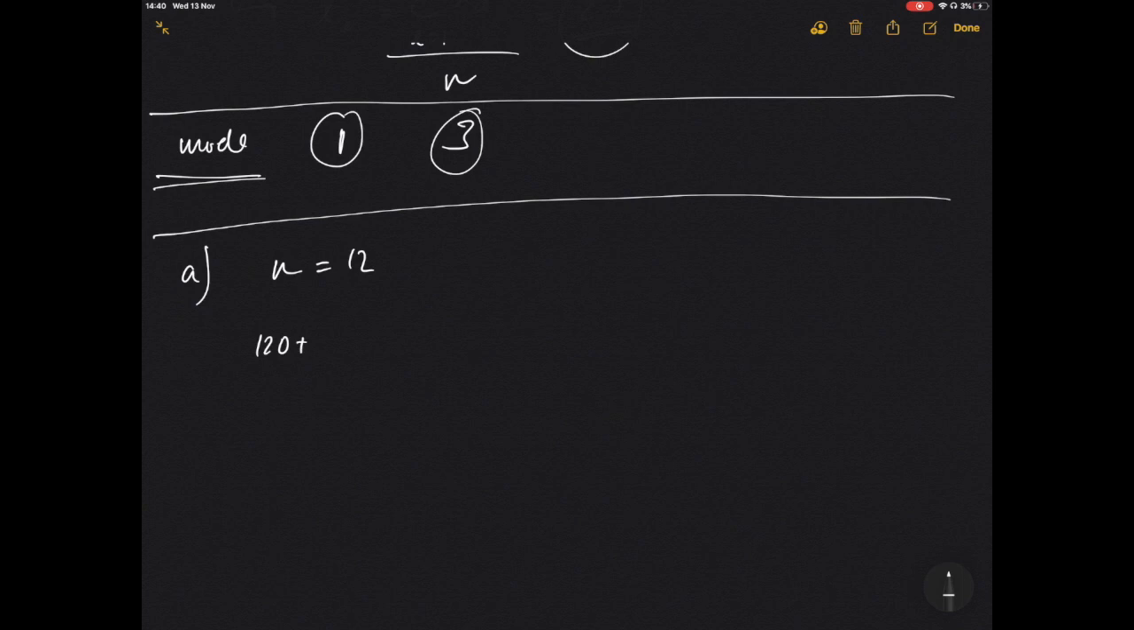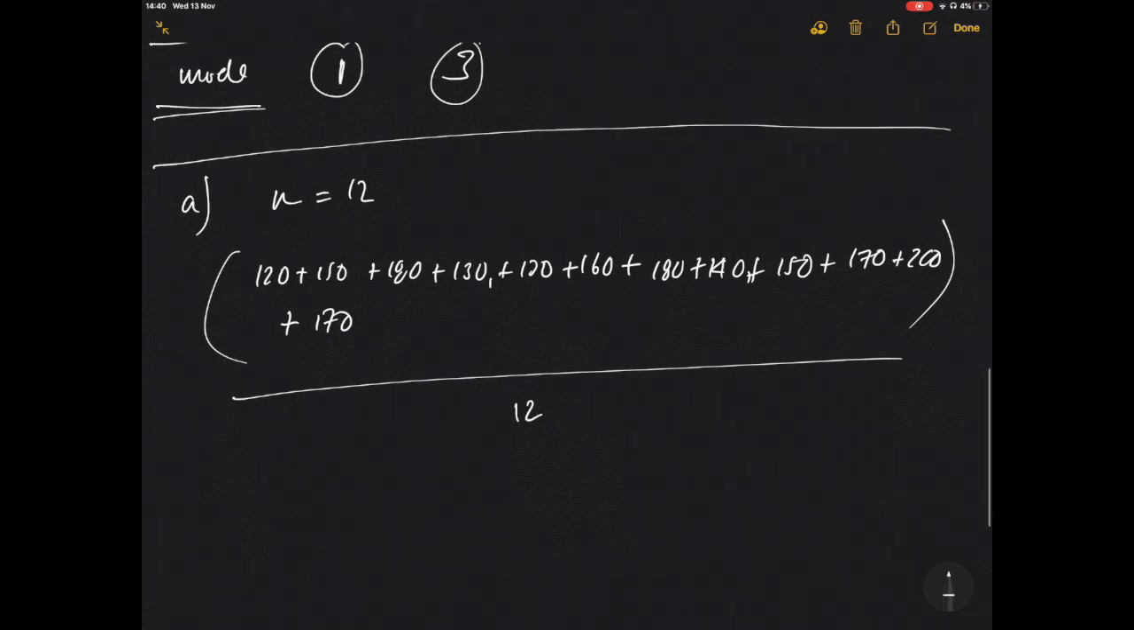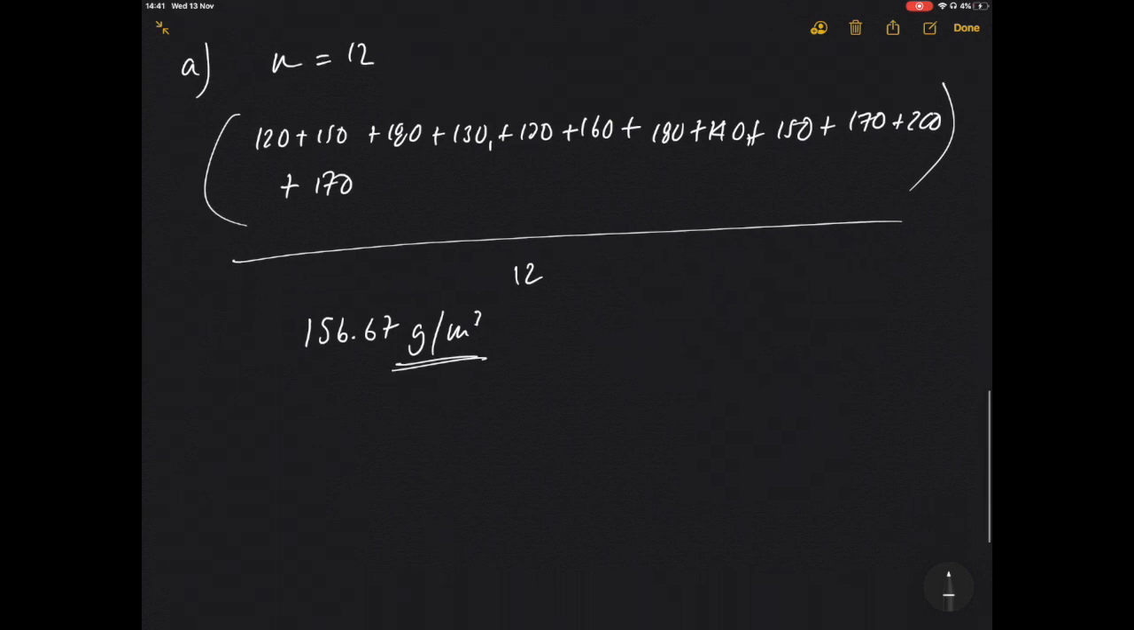So that would be 120 plus 150 plus 180 plus 130 plus 130 plus 160 plus 180 plus 140 plus 150 plus 170 plus 200, I didn't fit it on, plus 170. Now if we divide those all by 12 and put that into the calculator, we'll find that our answer is equal to 156.67 grams per meter cubed. Don't forget the units. That is our mean value. That's our average value of all those data.